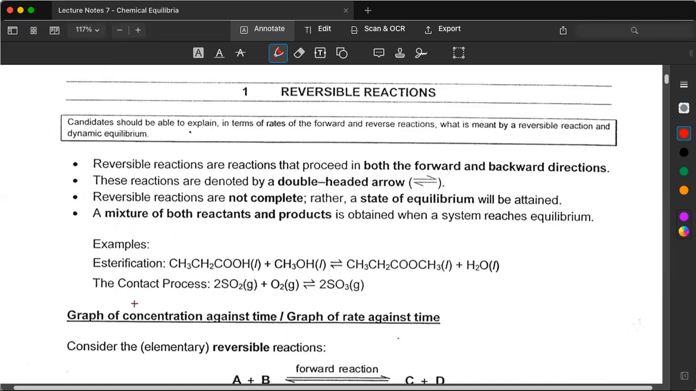All right. So at the beginning, there's only reactants, but as reaction progresses, we have more and more products. But not all the reactants will react. There will be some unreacted reactants with the products. That is what we call reversible reaction. And we denote it by a double-headed arrow. They are not complete. Rather, we don't say reaction is completed. We say that a state of equilibrium is reached.